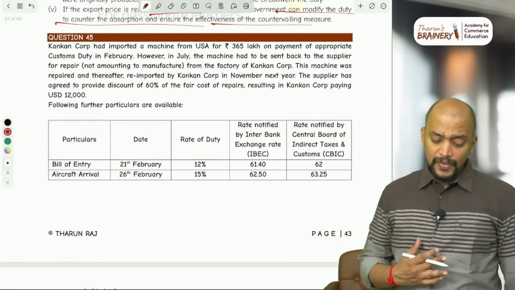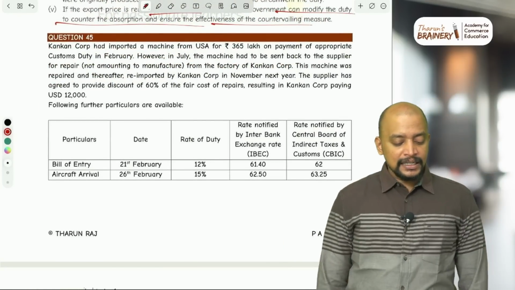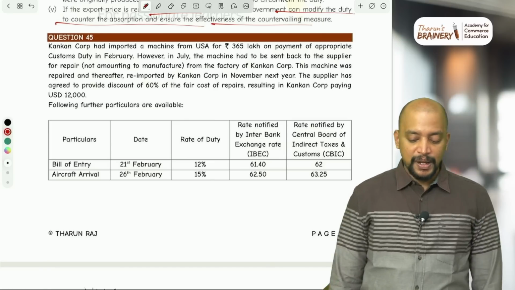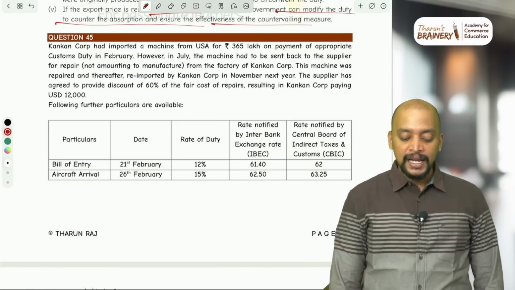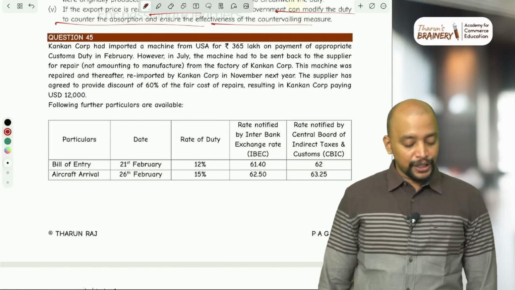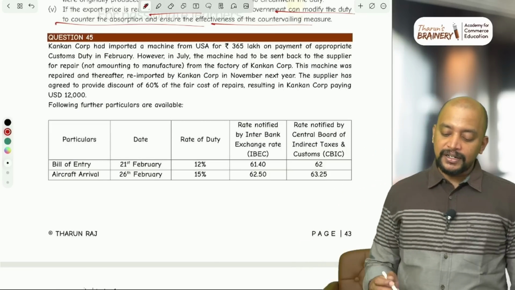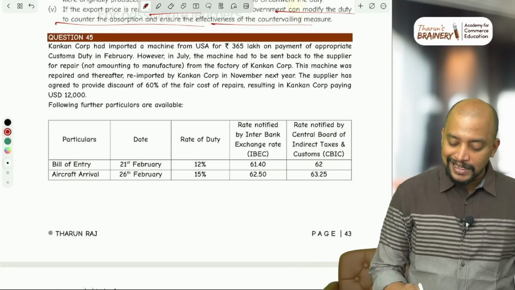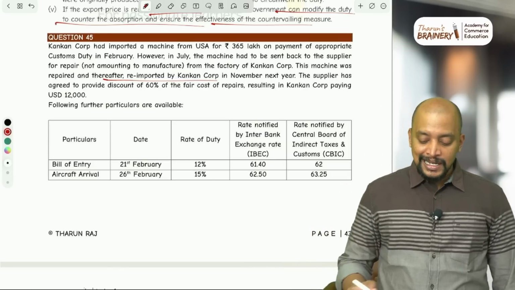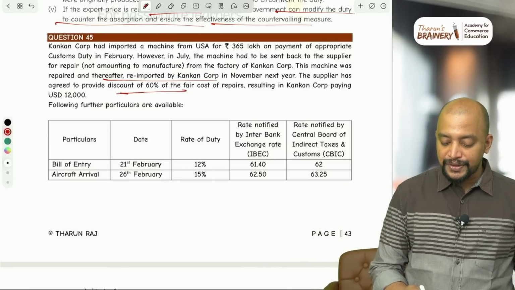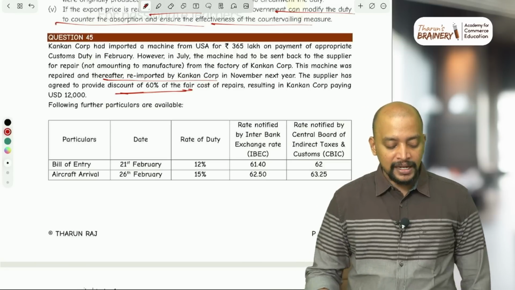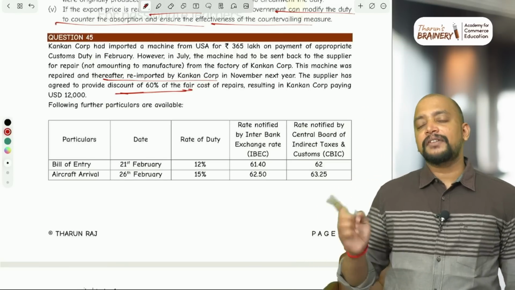Then question number 45. Kankan Corp had imported a machine from USA for rupees 365 lakhs on payment of appropriate customs duty in February. However, in July, the machine has to be sent back to the supplier for repair, not amounting to manufacture, from the factory of Kankan Corp. This machine was repaired and thereafter re-imported by Kankan Corp in November next year. The supplier has agreed to provide discount of 60% of the fair cost of repairs, resulting in Kankan Corp paying $12,000. But fair value should be taken.